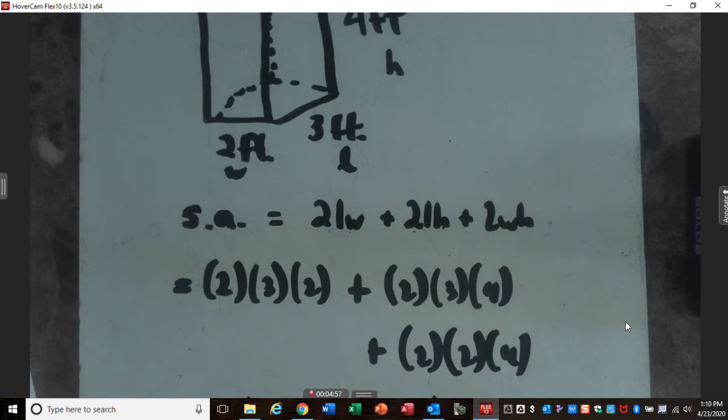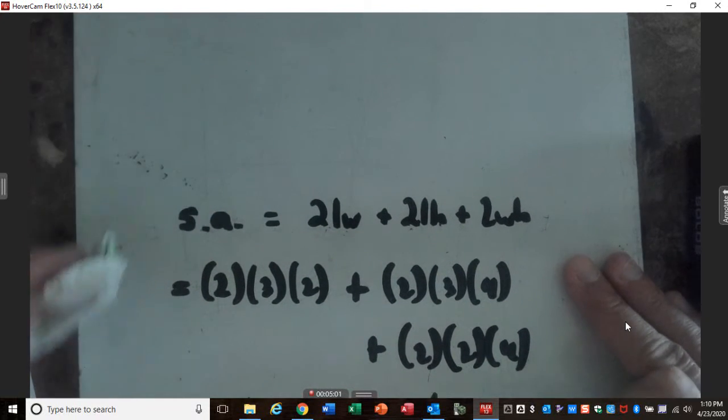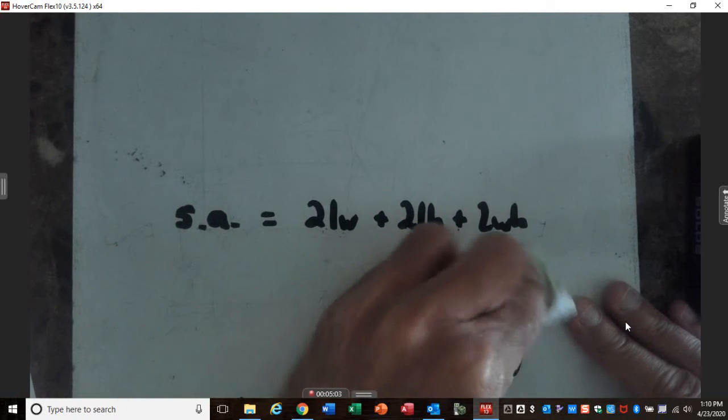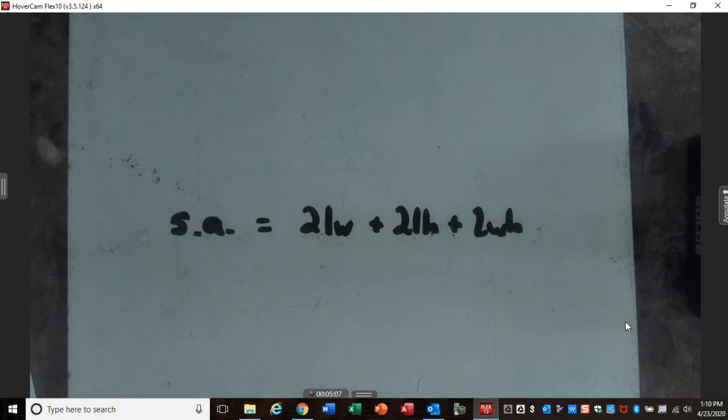Okay, I'm going to just talk while I erase and set up the next problem. I'll leave the formula. No need to erase that formula. So on your paper, if you're following along, I'm just going to pick another one real quick. Let me just draw this one.